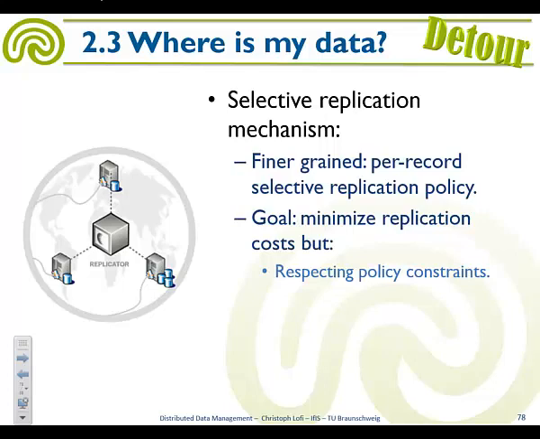So they came up with, it's a very cool term, but it's actually a very simple idea, which reminds us that sometimes very complex problems are actually very simple to look at and to solve. So they came up with the idea of selective replication. They will do the replication, but they will respect the policy constraints that we mentioned before.